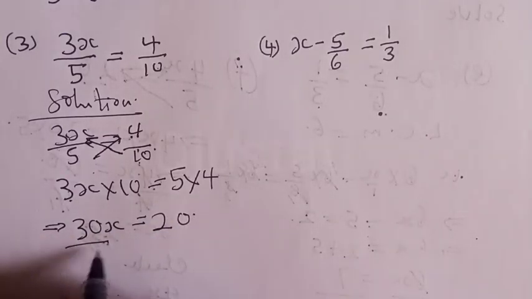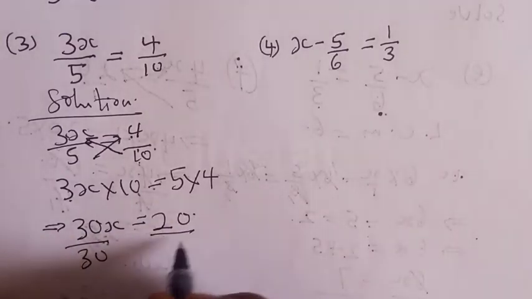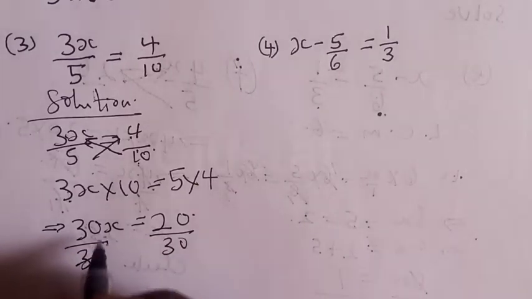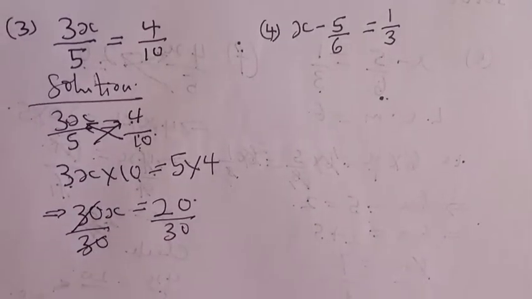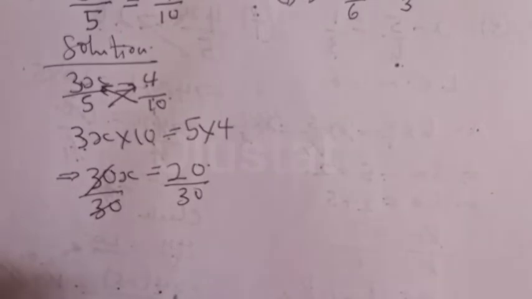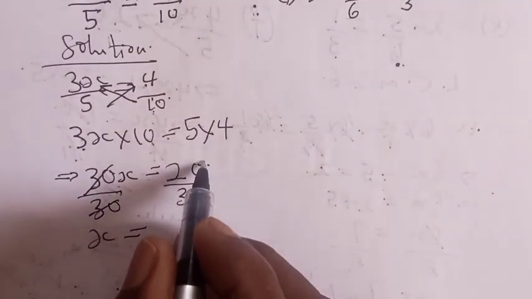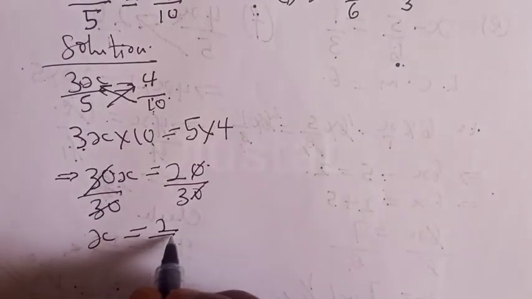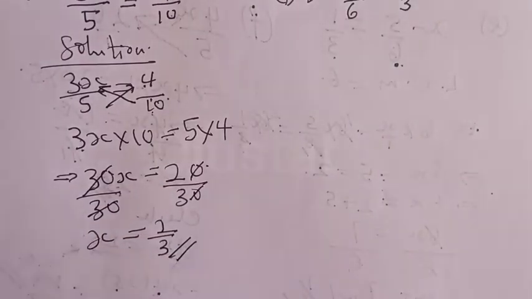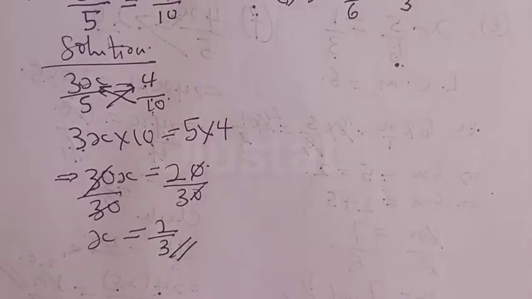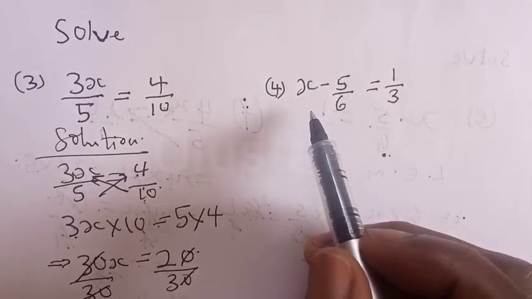Then we divide both sides by 30. Here, this 30 cancels this 30. Then we have x will be equal to, this 0 cancels 0, 2 over 3. Answer. Very, very simple. Since we've gotten the answer for that, let's quickly solve the next one.